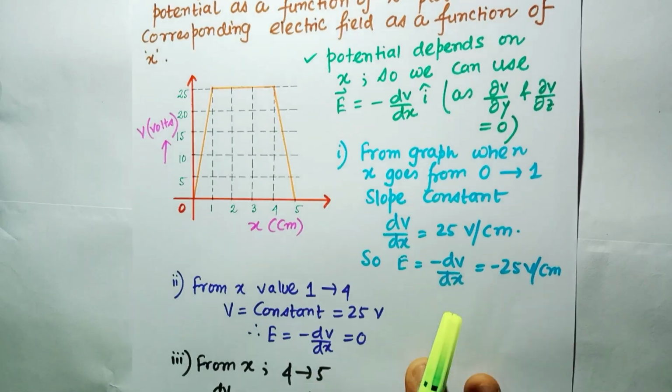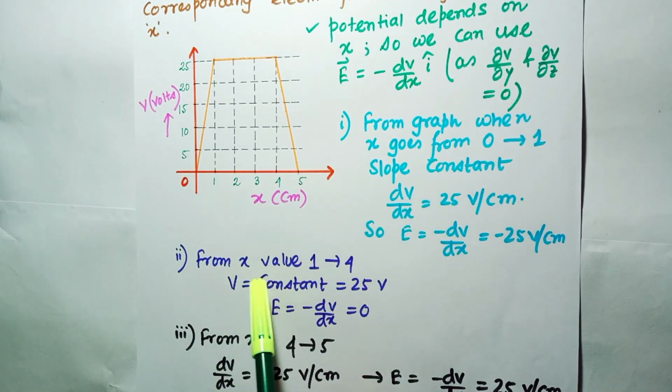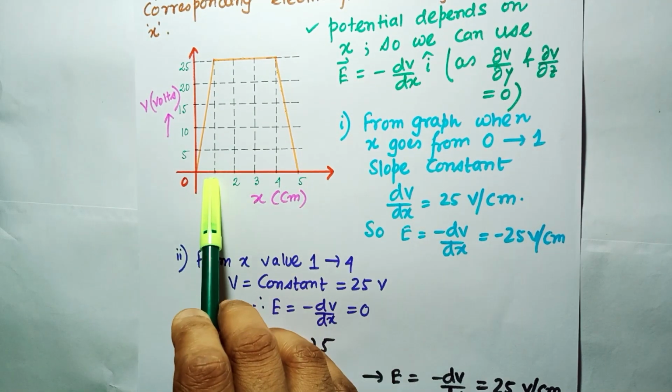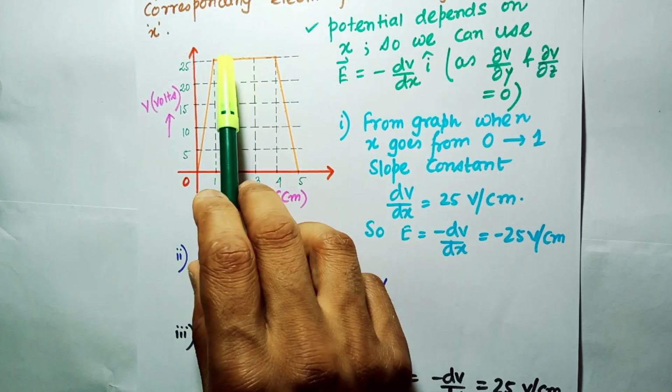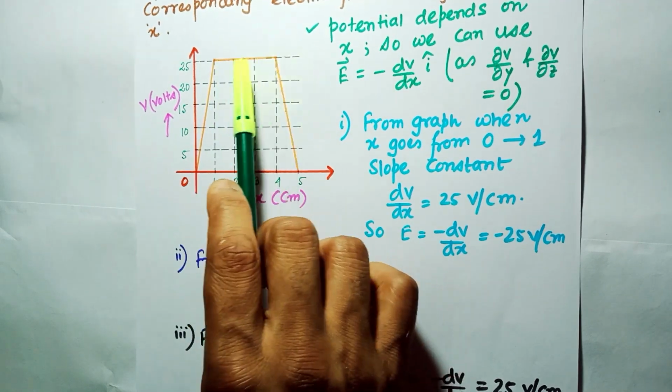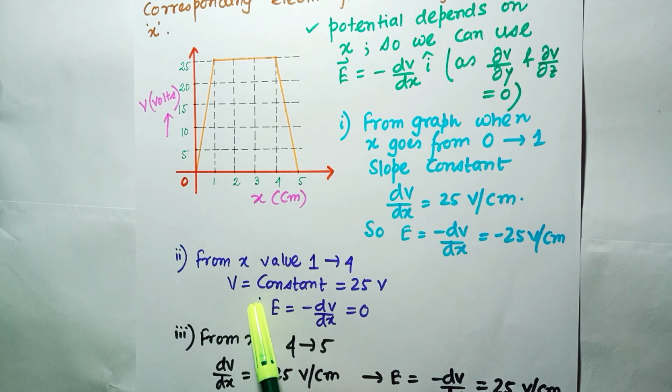Similarly you can see from x from 1 to 4, the voltage is constant. It is 25 volt. So V is equal to constant is equal to 25 volt. So the electric field, the magnitude of the electric field equal to minus of dV/dx comes out to be 0, because the voltage is constant.